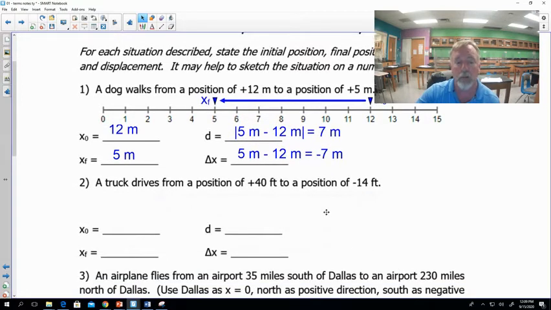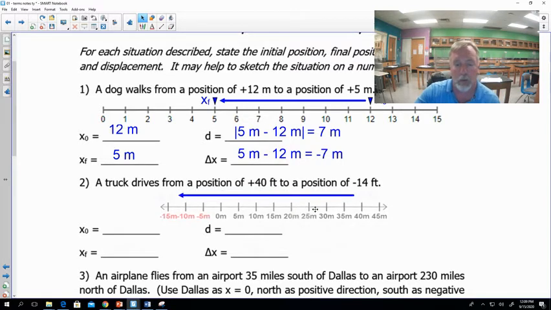Let's try this again. Let's do another example. A truck drives from 40 feet to -40 feet. So let's put our number line up in here. Let's put our x naught. I left my labels there wrong. That should have changed this to feet. I left it in meters. Sorry, guys. But at x naught, we're going to start at 40.